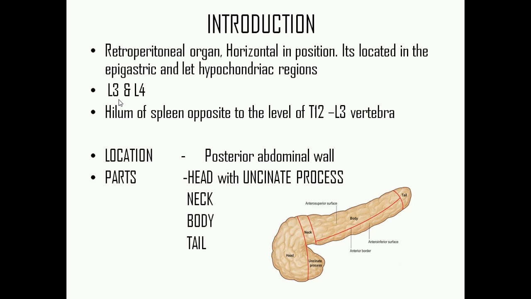Location: it is located in the posterior abdominal wall and it has four main parts: the head, the neck, the body, and the tail. The head has a small projection called the uncinate process, while the neck, body, and tail correspond to the other parts of the pancreas, and the body also has a small projection called the tuber omentale. So let's go into every part of the pancreas in detail.